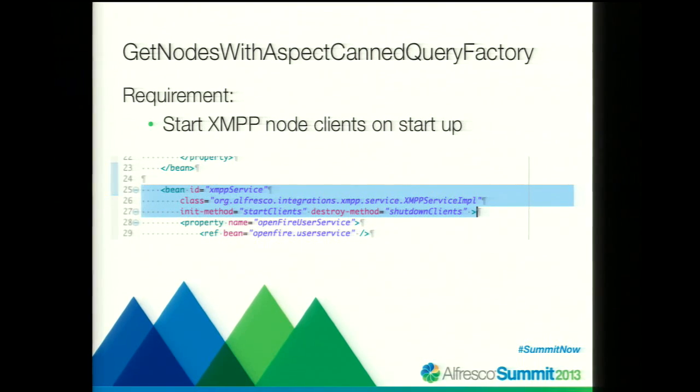One of the things I wanted as this was coming up is that when the server starts and it finds all those nodes, I want that to start when the XMPP node service starts. So what I've used is a canned query in there called get nodes with aspect, and it does a query directly against the database. It skips Lucene and Solr, whatever the indexing part of that is. The reason I did that is because there's no guarantee when Alfresco comes up that Solr is available.